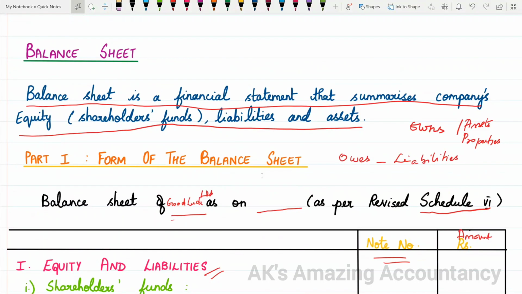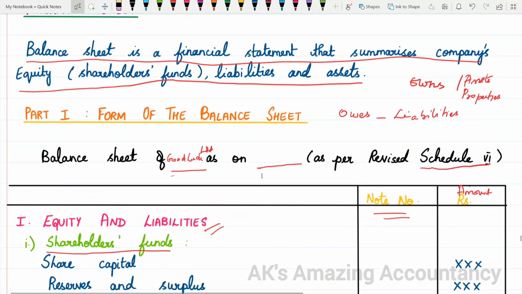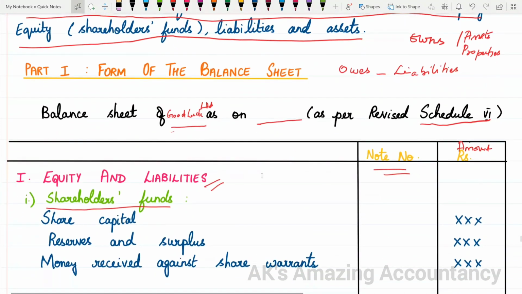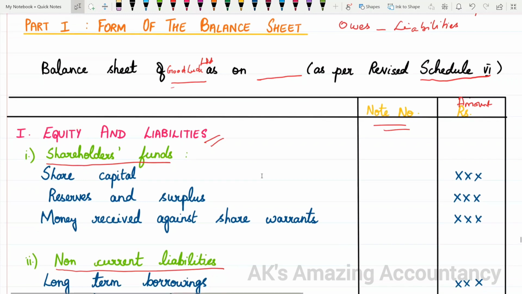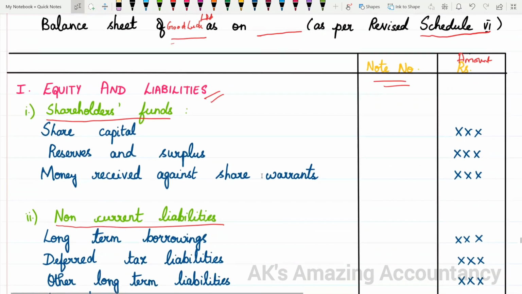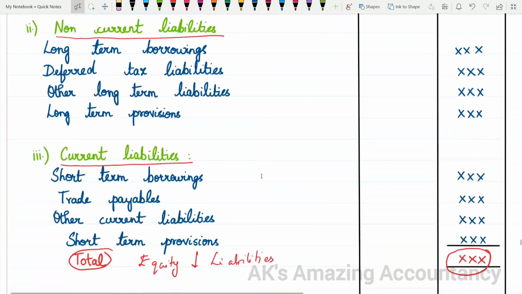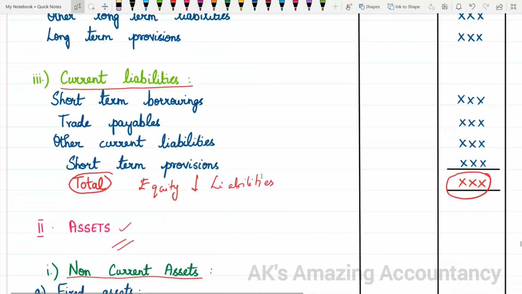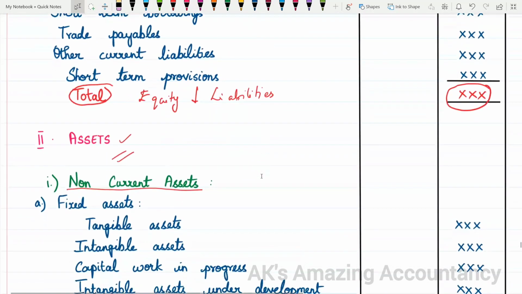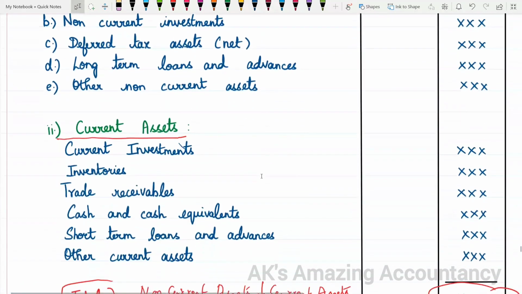See, the balance sheet format I have already given you in the previous video. I'm just asking you to have a look at this now. This is the form of the balance sheet. As you all know, in the balance sheet, you will be having equity and liabilities first, and this will be followed by assets. The balance sheet will be prepared in a statement form. Under equity and liabilities, as you can see on the screen, you'll be having three main headings, namely shareholders funds, non-current liabilities and current liabilities. This will be followed by assets, and under assets you will be having non-current assets and current assets.